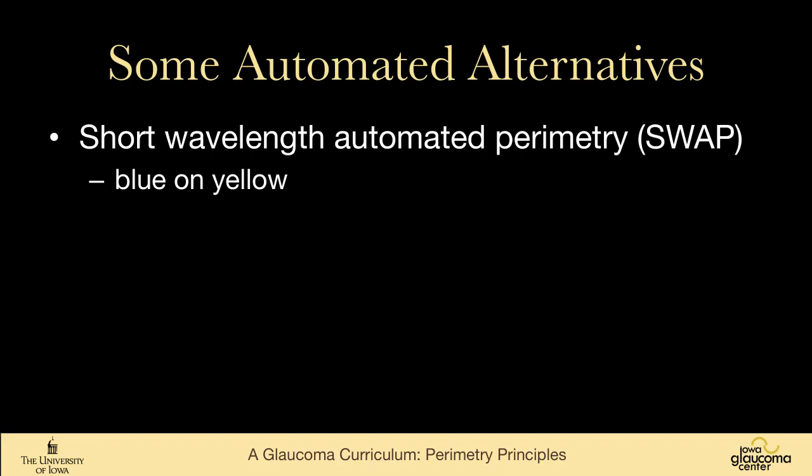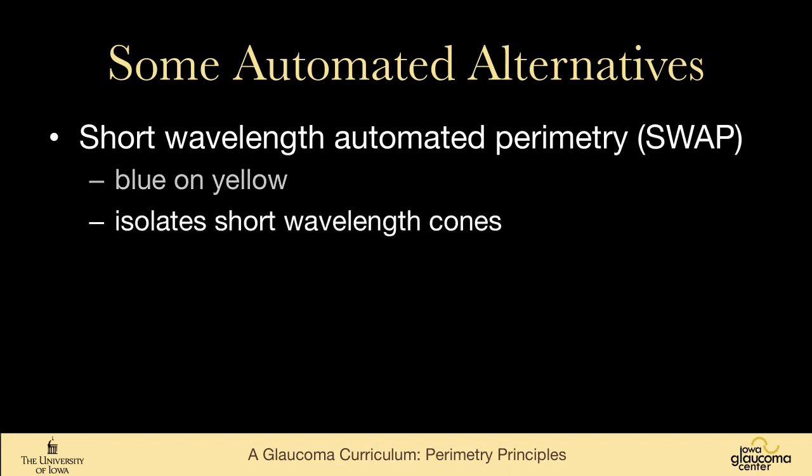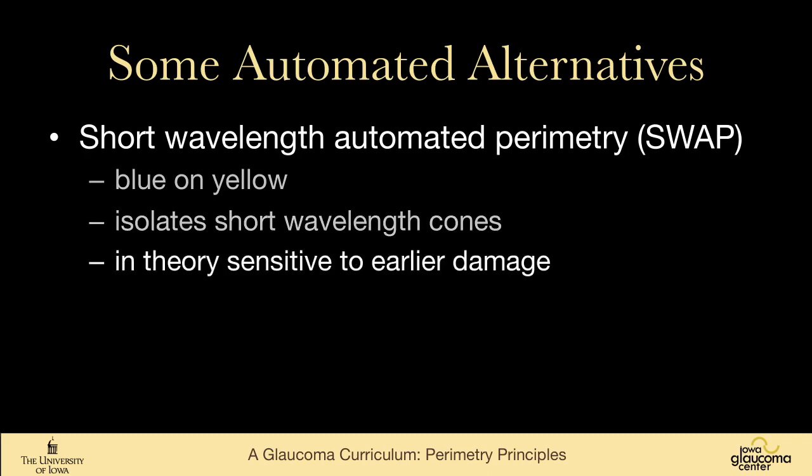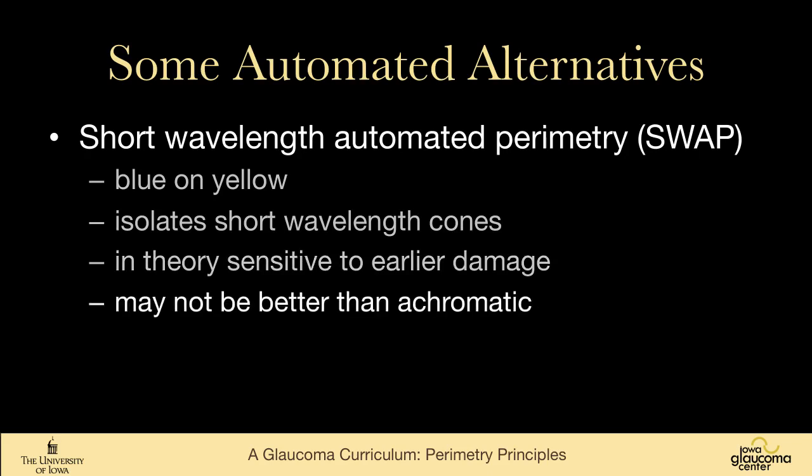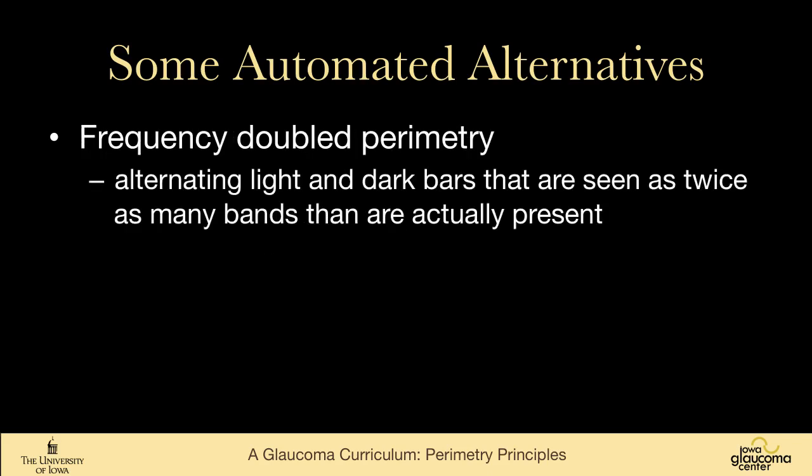There are some automated alternatives, short wavelength automated perimetry or SWAP, which uses a blue target on a yellow background. It isolates short wavelength cones and in theory is sensitive to earlier damage. But it may not be better than achromatic fields, than white on white. And really, frankly, I don't use it almost ever. I have one patient I've been following with SWAP for years, but I almost never use it, partly because I tend to see people with pretty advanced disease.